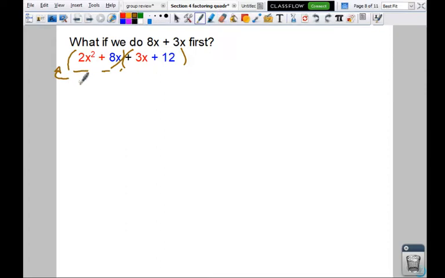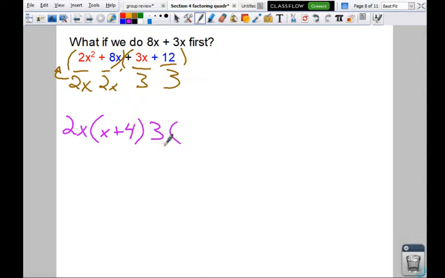So to make it so people can see it, we're going to take a 2x out of the first one and a 3 out of the second one. I factor out a 2x from the first one, and I have an x plus 4 left over. I took a 3 out of the second one, and then I have an x plus 4 left over. So, just like before, my answer is going to have 2 parentheses.